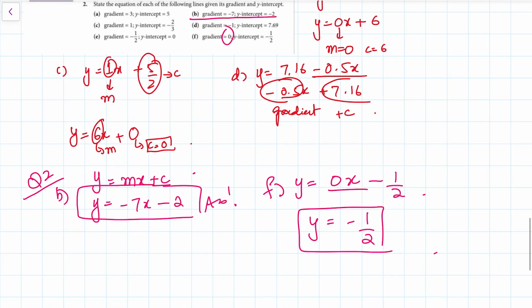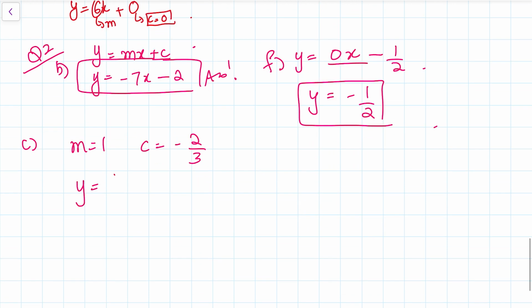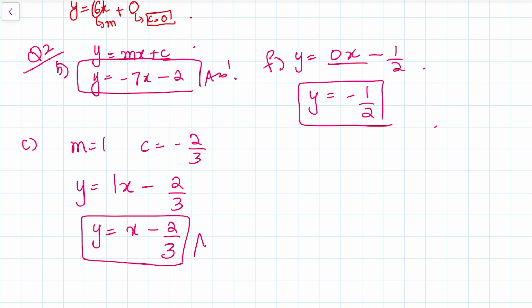Okay, let's look at the C part. Gradient is 1. Intercept is minus 2 upon 3. y equals mx plus c. That's my answer. That's about it, folks.